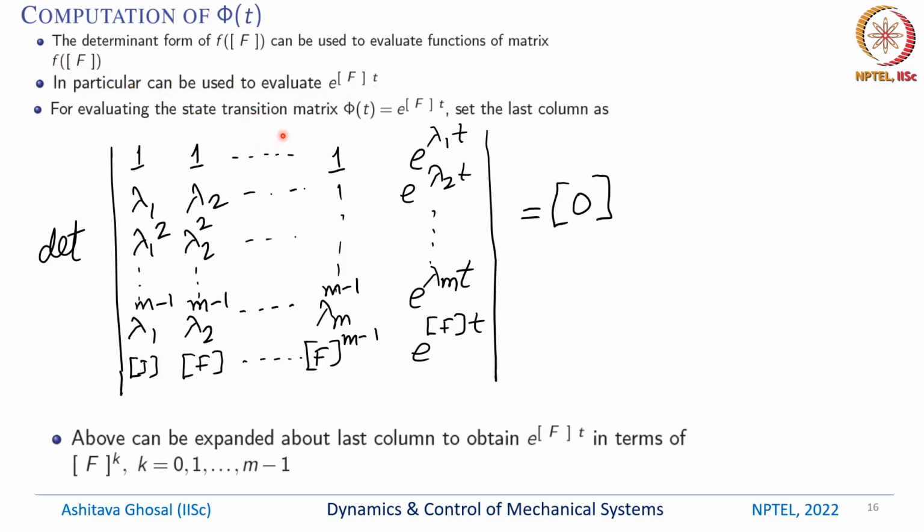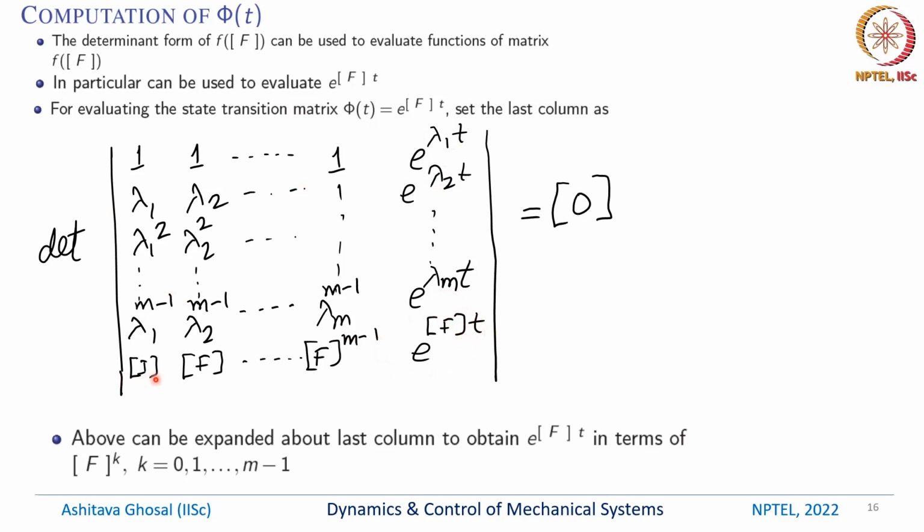So for evaluating the state transition matrix phi of t, which is e to the power Ft, we set the last column in this form. So everything here remains the same, but this is e to the power lambda 1 t, e to the power lambda 2 t, e to the power lambda m t, and this is e to the power Ft.